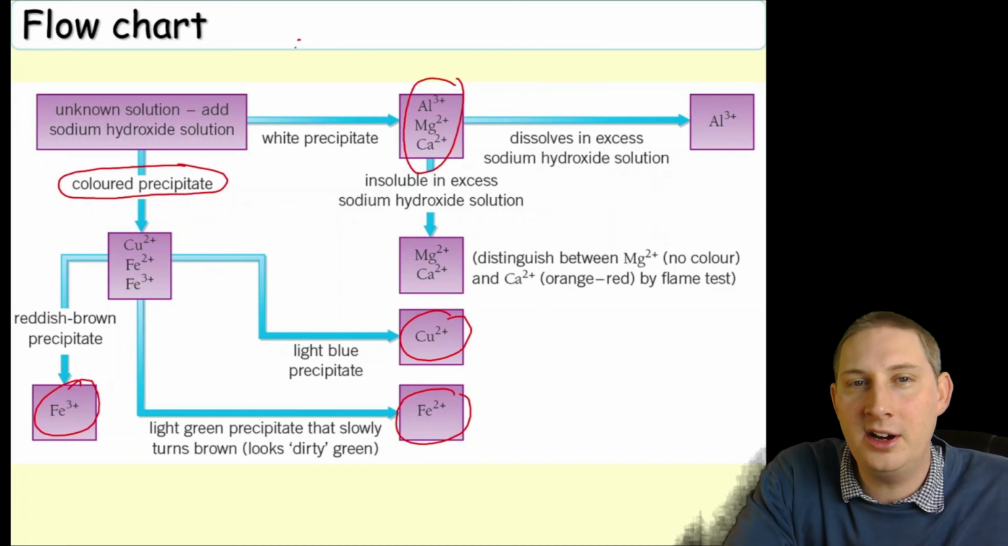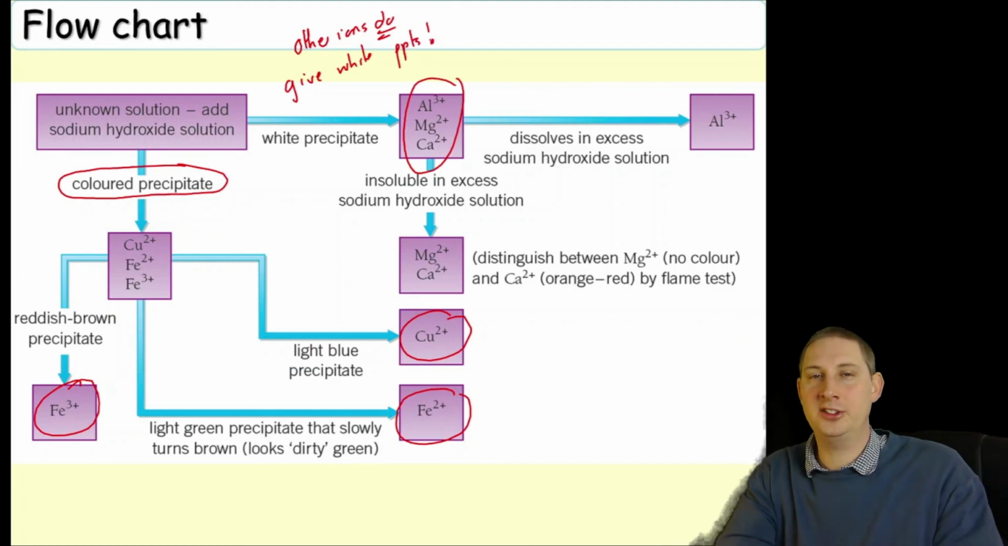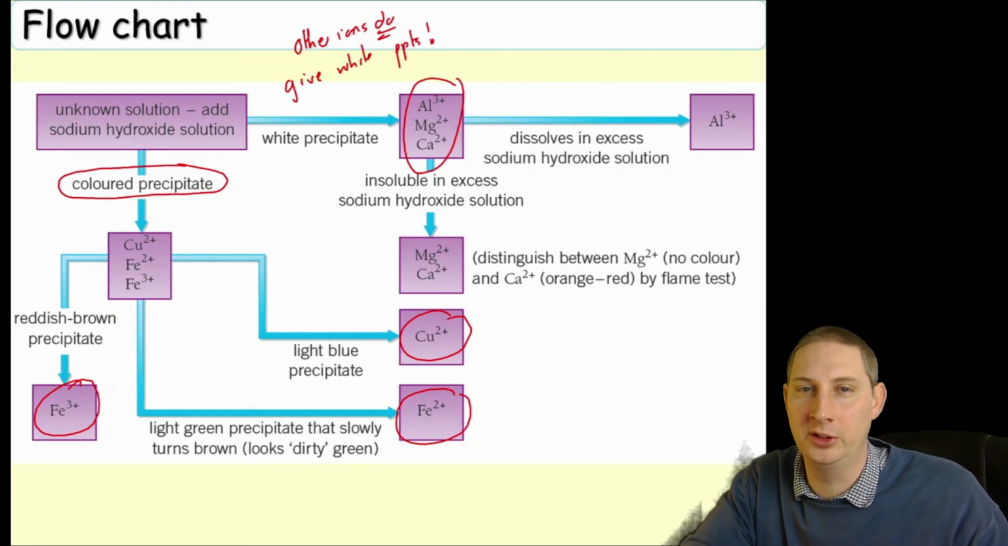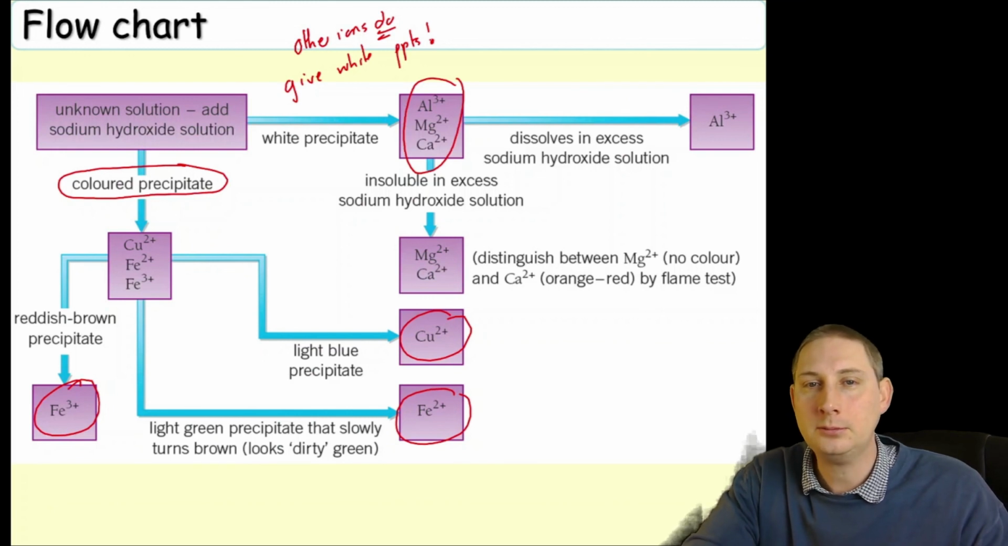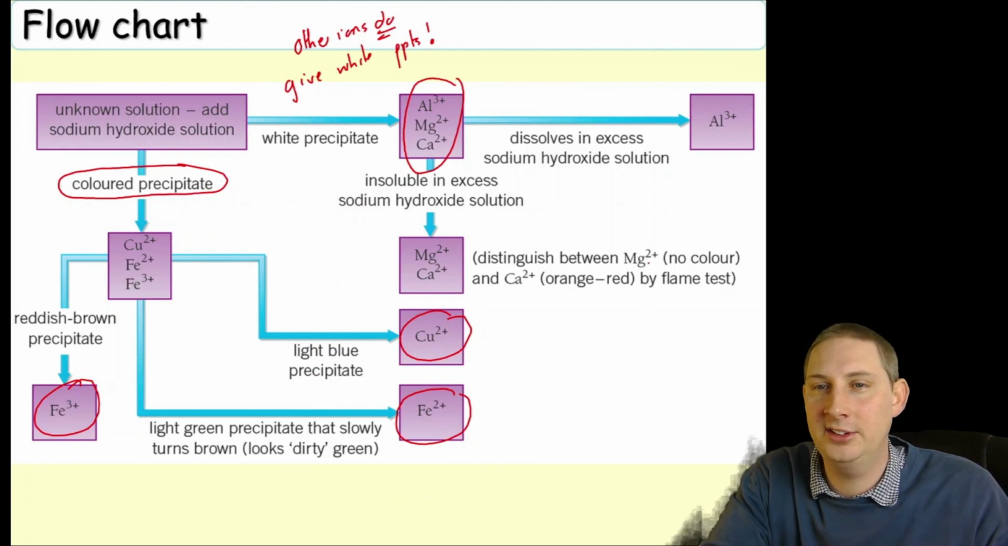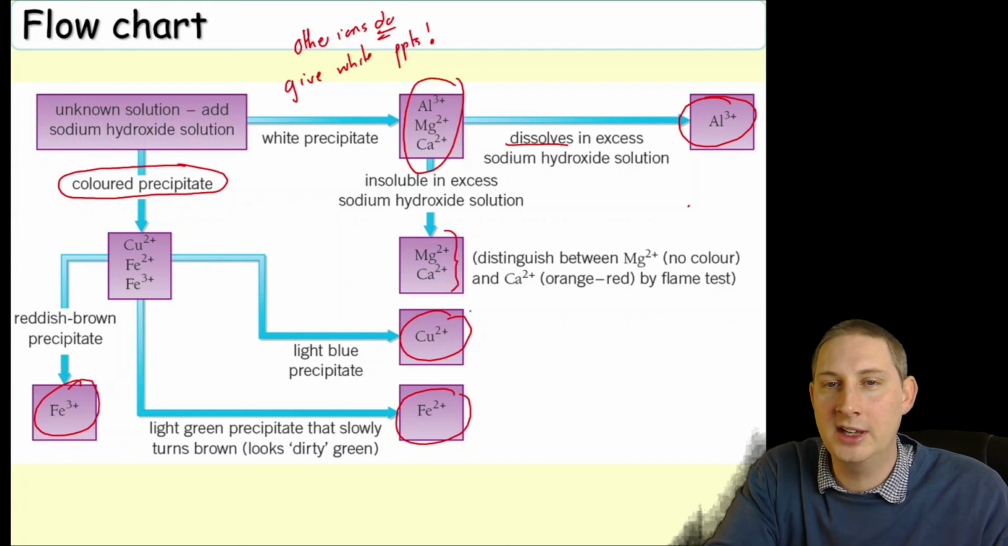Now, other ions do give white precipitates. So don't think, just because something gives a white precipitate, it has to be one of these 3, but these are the 3 that you need to know. So if you add excess sodium hydroxide and it redissolves, then it must be aluminium. If it's insoluble, it's got to be magnesium or calcium.